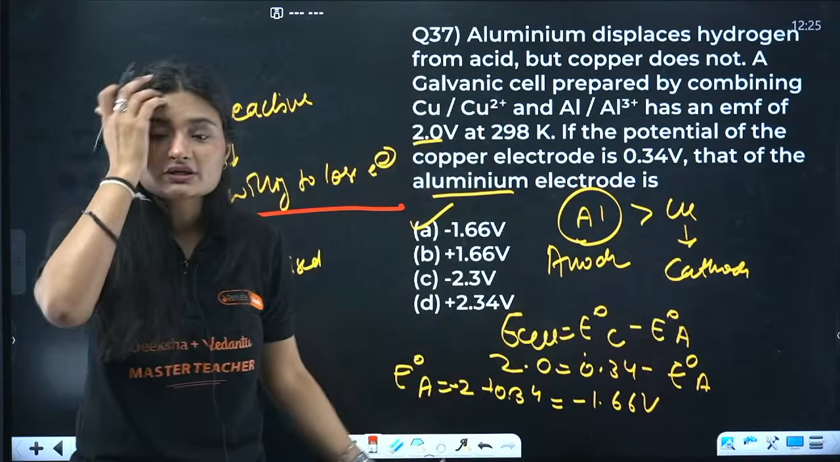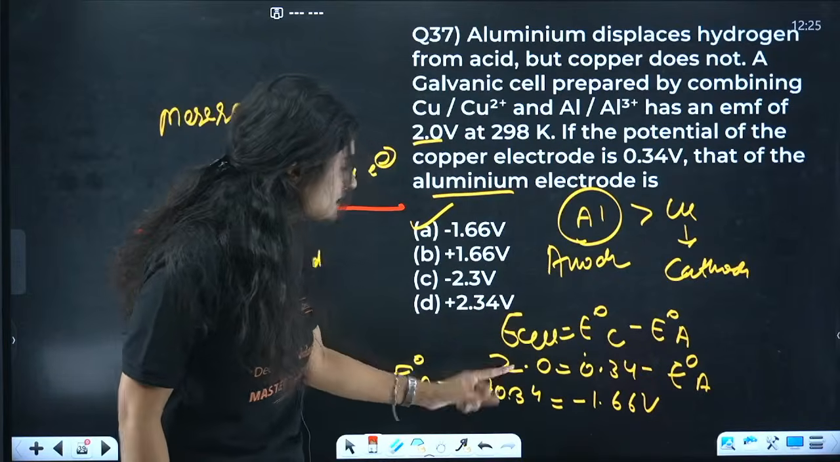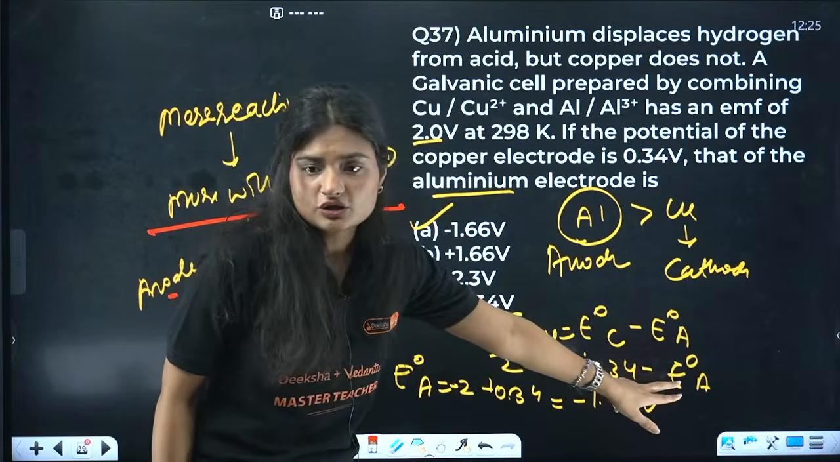E naught cell is E naught cathode minus E naught anode. Okay.